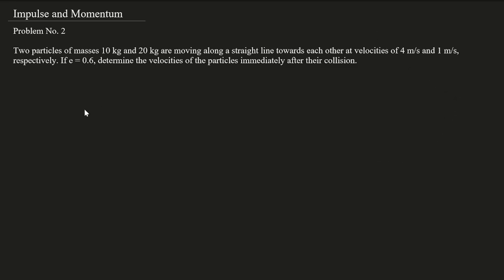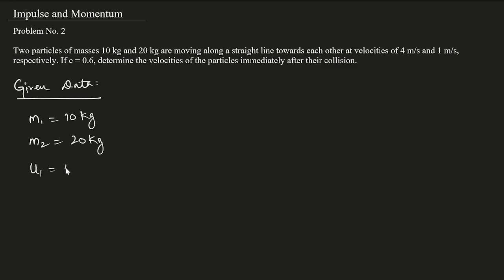Okay, so now we'll list the given data. Mass 1 equal to 10 kg and mass 2 equal to 20 kg. The initial velocity, that is u1, equal to 4 meter per second, and u2, the initial velocity of the second mass, is 1 meter per second. They are given e equal to 0.6. So we have to find the after collision velocity, that is v1 and v2.